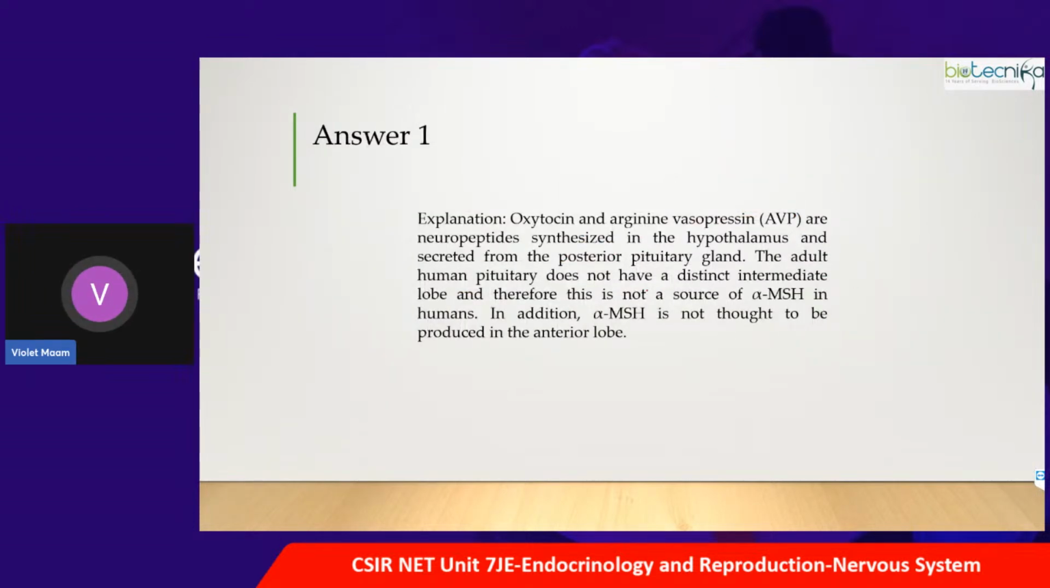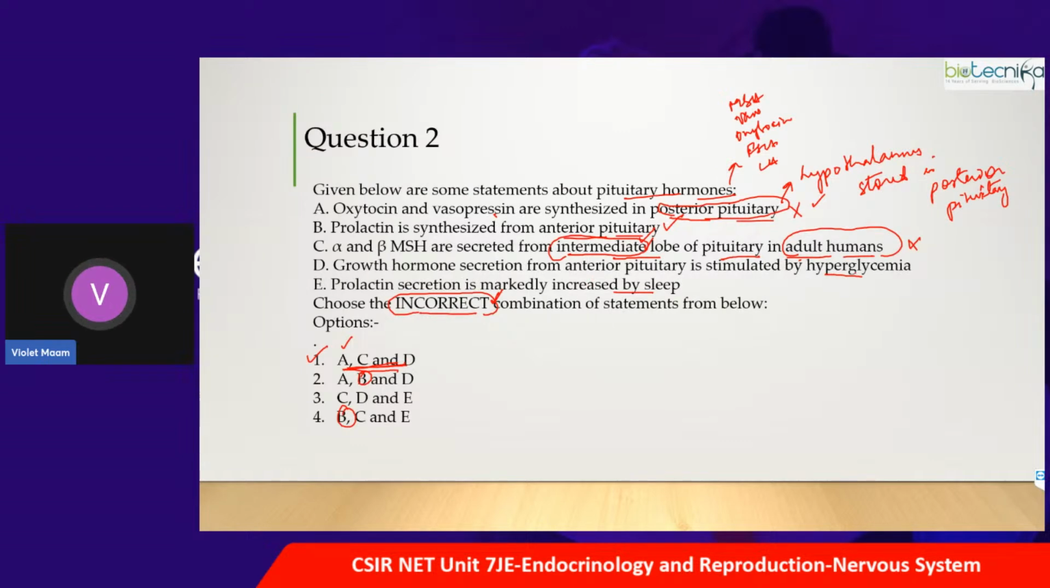Okay, so the adult human pituitary does not have a distinct intermediate lobe, and therefore it is not a source of alpha MSH. In particular about alpha MSH, it is not thought to be produced in the anterior lobe, but it is not very sure from where exactly it is being produced. As we have also discussed, MSH is not very sure about where it is being synthesized. But definitely it is not the intermediate lobe because it is not present in adult humans. So that is why C is incorrect.